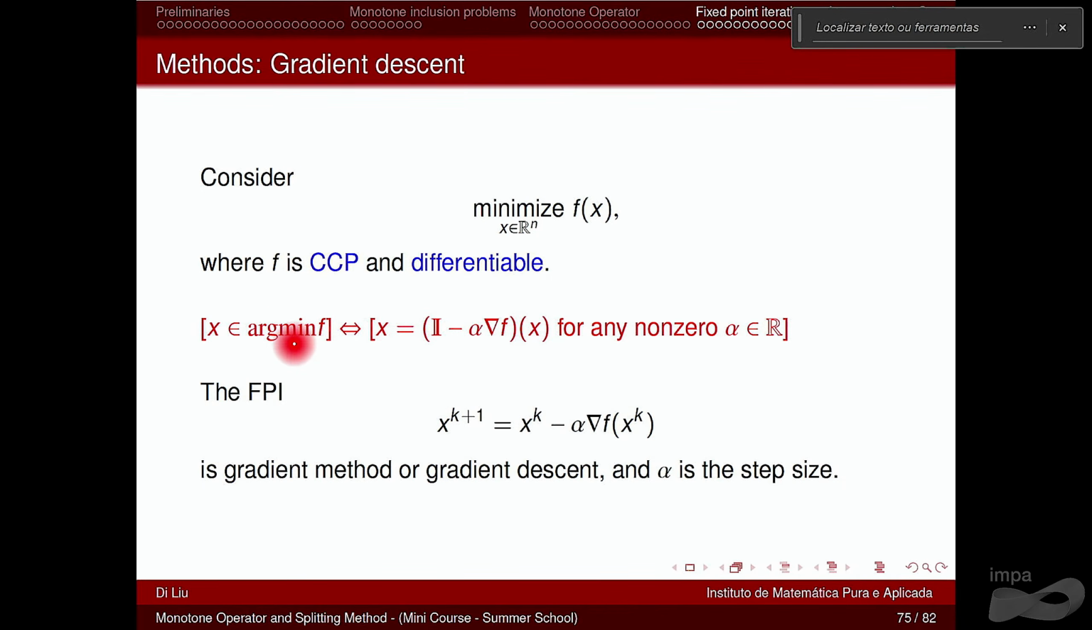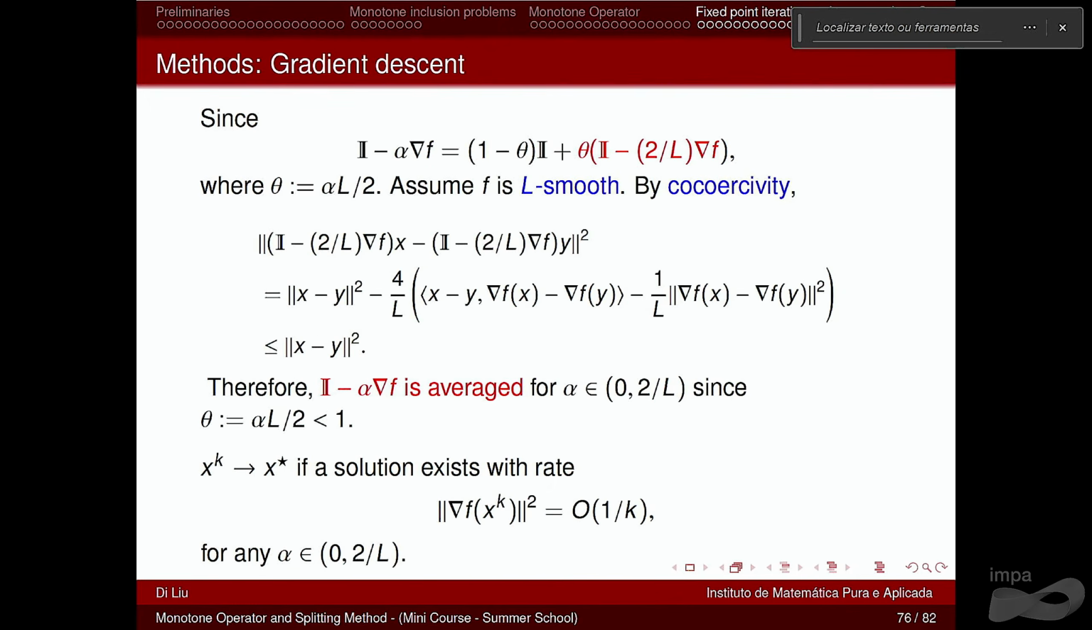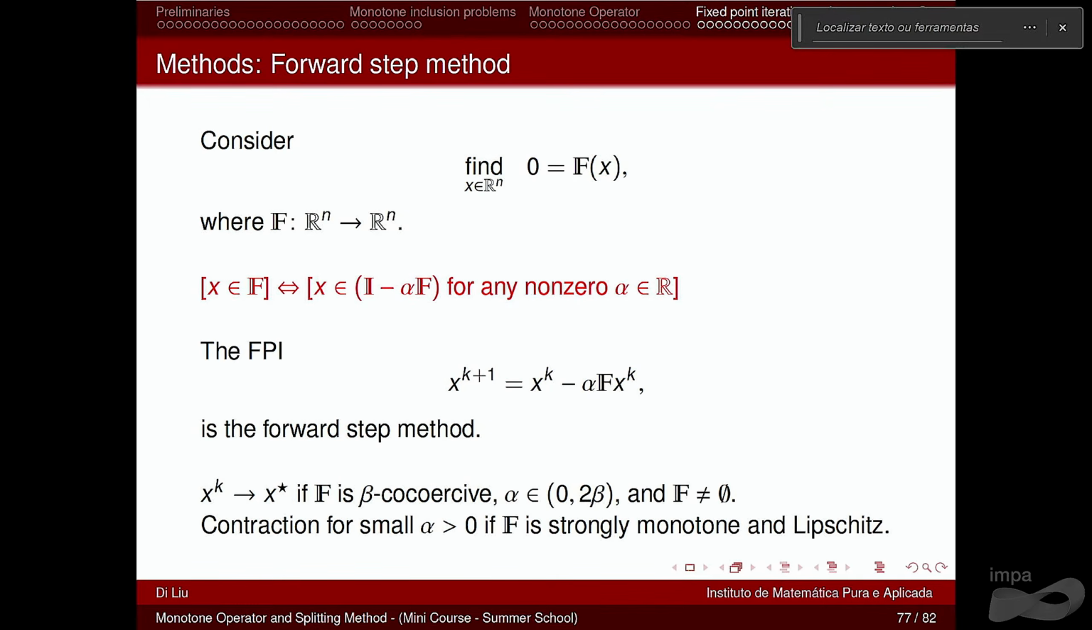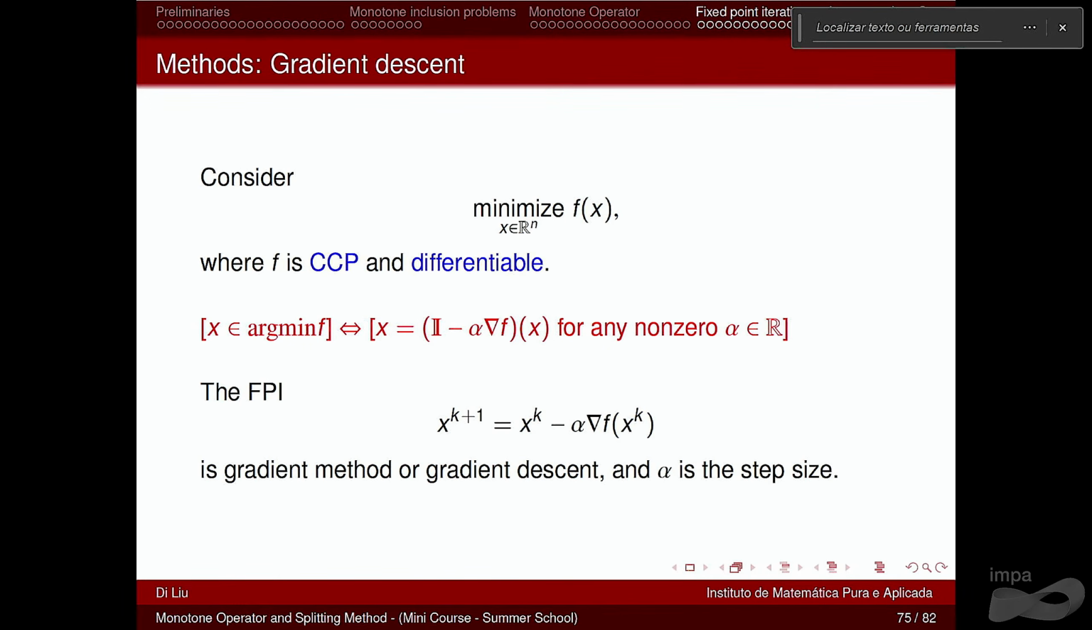Then we see that these are equivalent: if x is the minimizer, then x is the fixed point of this operator. So the fixed point iteration is like this. It's the same as before. Let's analyze the properties of this operator here with the new, weaker assumptions.